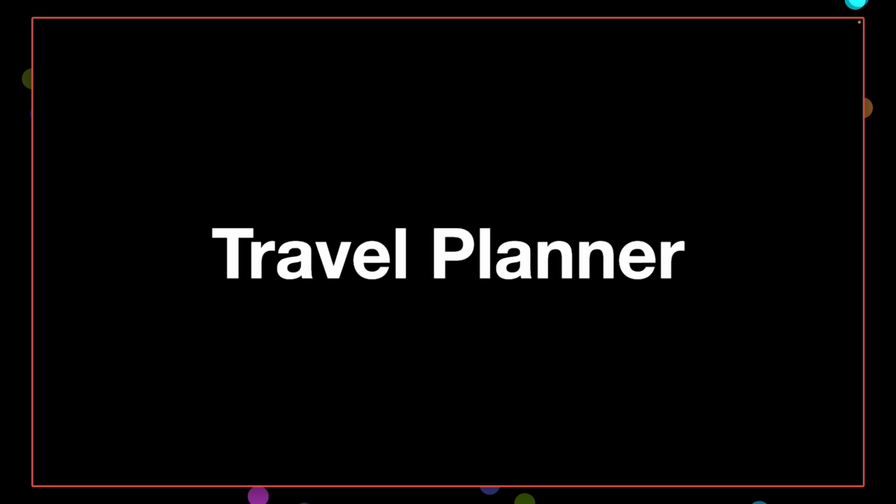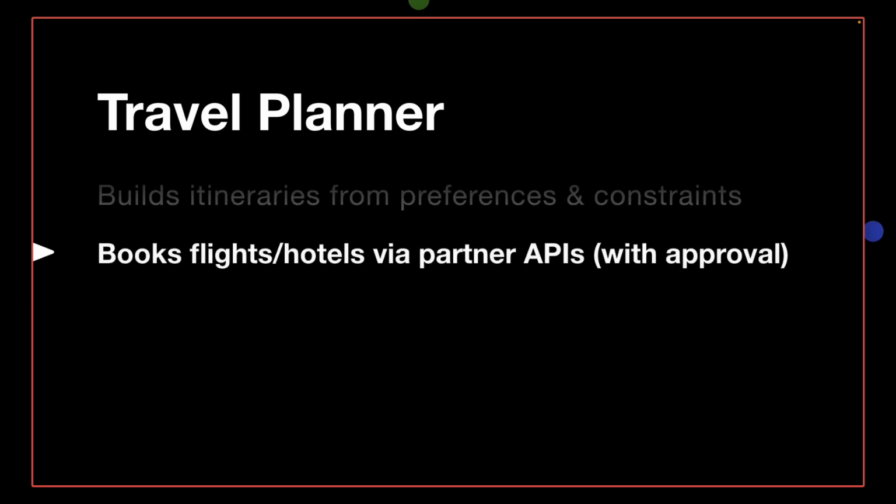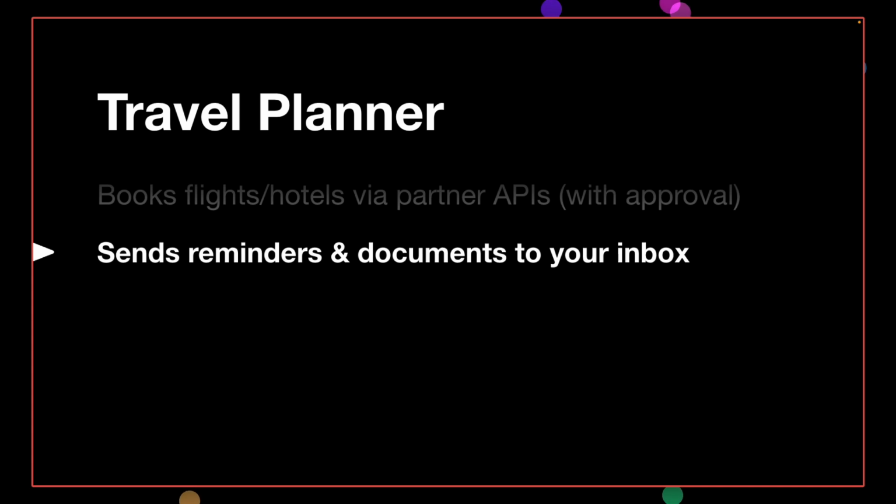Lastly, consider a travel planner agent. It can build itineraries based on your preferences as well as constraints. It can book flights and hotels via partner APIs with your approval. It can even send reminders for the documents and reply directly into your inbox as well. What it does is turn the stressful process of planning into a very smooth experience.